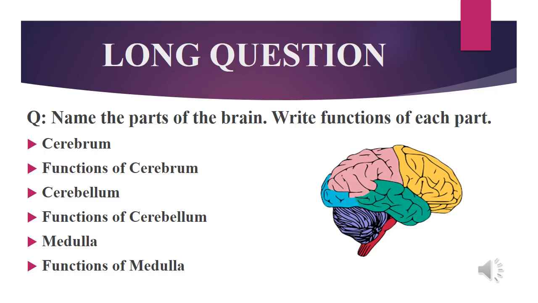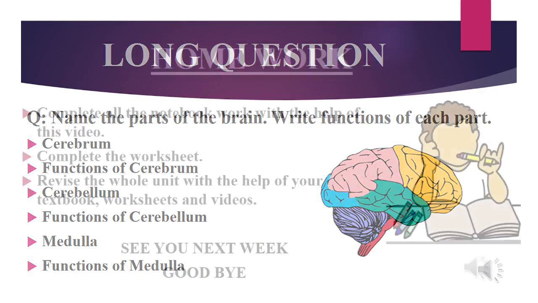Start with the cerebrum. The cerebrum is the largest part of the brain. The right side of the cerebrum controls the left side of our body and the left side of the cerebrum controls the right side of our body. Then start listing down the functions of the cerebrum, like thinking, remembering, etc. Similarly, go for the cerebellum and medulla.